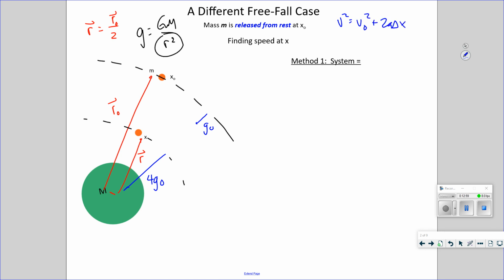That doesn't hold up. That only works if a is constant. A is not constant, because the field is not constant. So we can't use, quote, kinematics. But we can do two different approaches depending on your level of comfort with calculus.